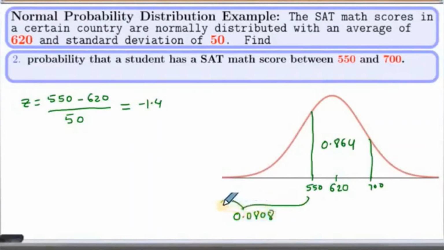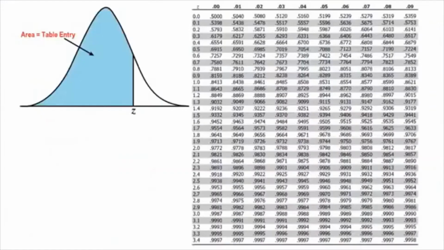Now, let's find the z-score for 700. So that is z equals 700 minus 620 over 50, which is equal to 1.6. Now let's find the area for this z-score from the table. So let me pull up my table here.